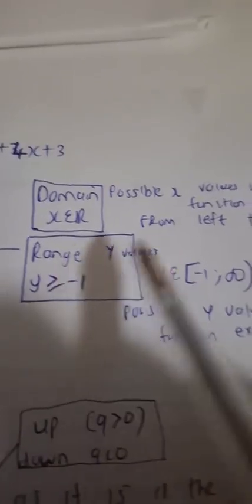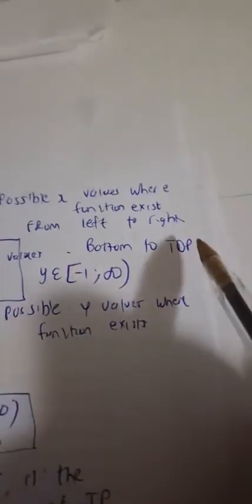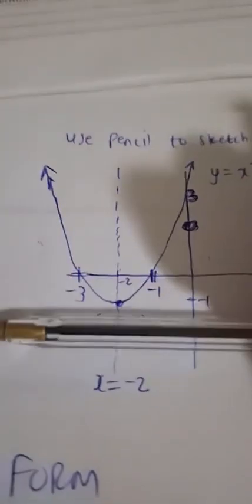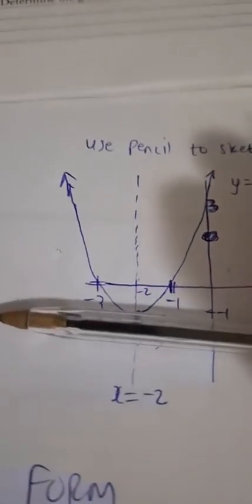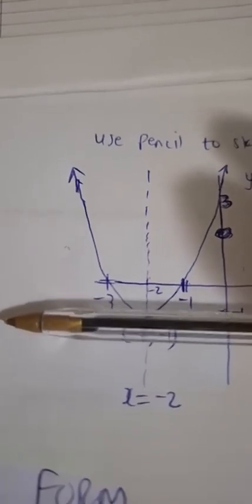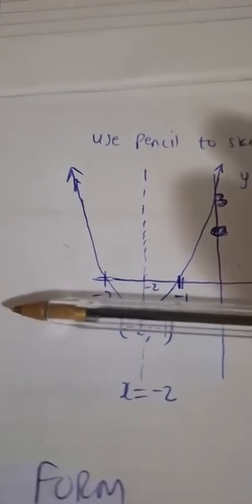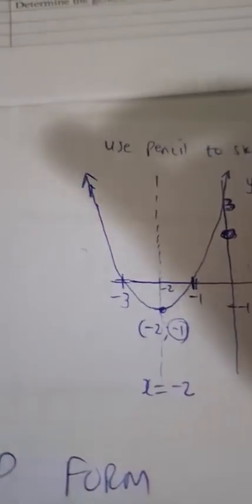Then range is the possible y values where the function exists, but we don't look from left to right, we look from the bottom to the top. So this is like, started from the bottom, now we're here, you know. Started from which bottom? This is the bottom of the function. Remember, when a is positive, it's concave up, smiley face, there's a minimum. Minimum means the bottom part. Our minimum value is -1 here.